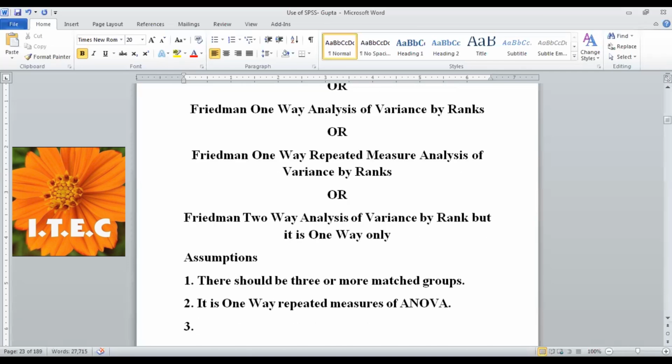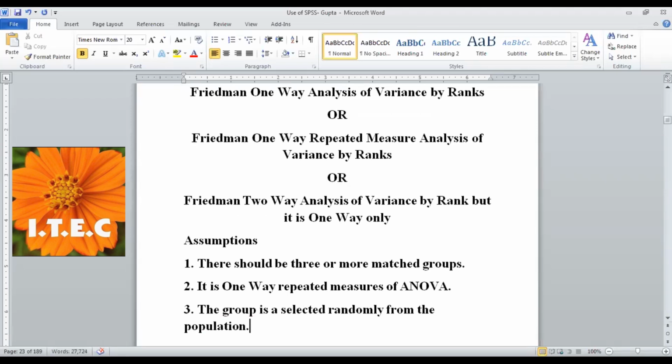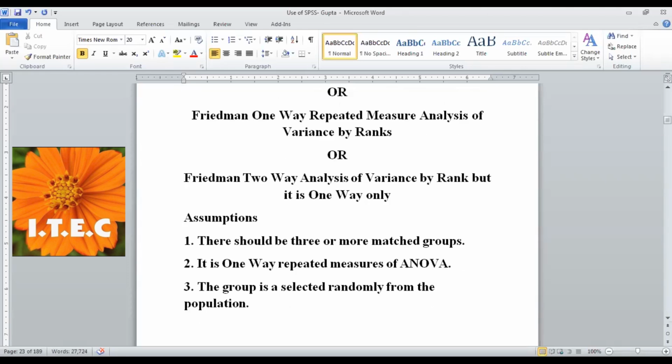Another assumption is that the group which you are selecting is selected randomly from the population. For example, you have the population of class 5th students of government schools of Jaipur. So you can select people randomly and you can do it. That's exactly the meaning of it.